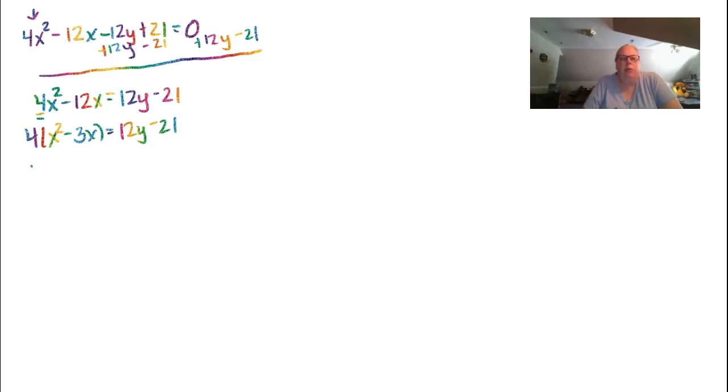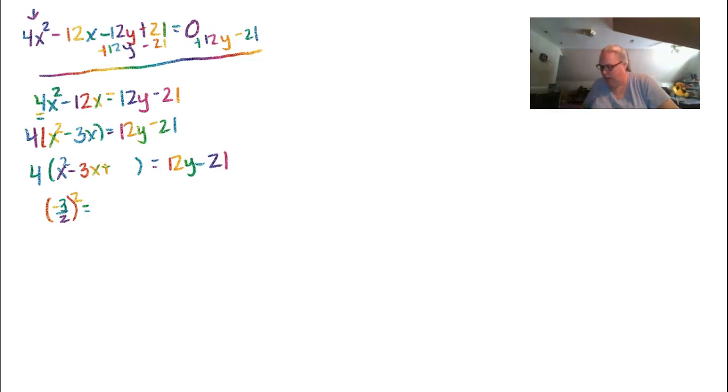Okay. Now we're going to complete the square because there is something that I want to add over here on this side, and I want to be sure and add that exact same thing over here on the other side. So let's see, we're going to take half of that negative 3, and then we're going to square it. And this is going to give me 2.25.